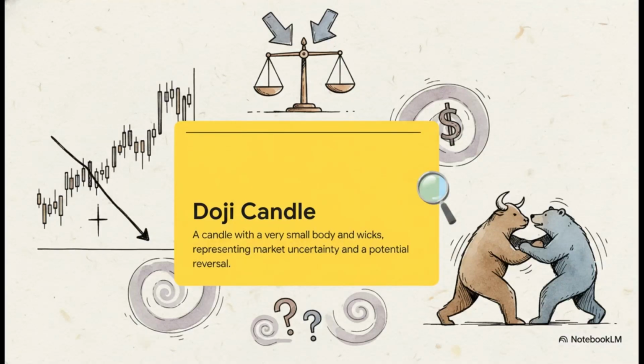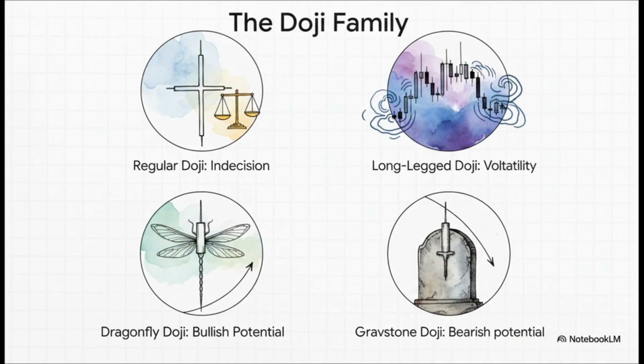Okay, next up is the doji. When you see one of these, I want you to think one word: indecision. The price opened and closed at almost the exact same spot. It was a tie. Neither the buyers nor the sellers could win the battle. And that kind of uncertainty often shows up right at the top of a trend, just before things turn around.